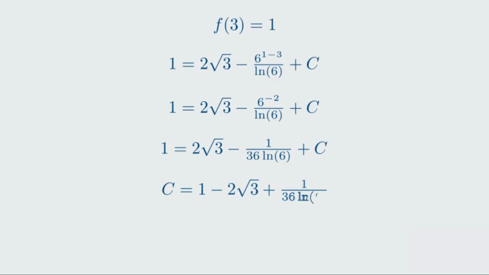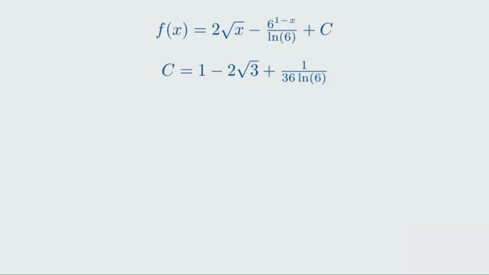This might look complicated, but it's just a number. It's our constant. We're almost there. We have our general solution for f of x, and we have the exact value of our constant c. The general solution was f of x equals 2 root x minus 6 to the 1 minus x over ln of 6 plus c. And our constant was c equals 1 minus 2 root 3 plus 1 over 36 ln of 6. The final step is to substitute this specific value of c back into our general function.